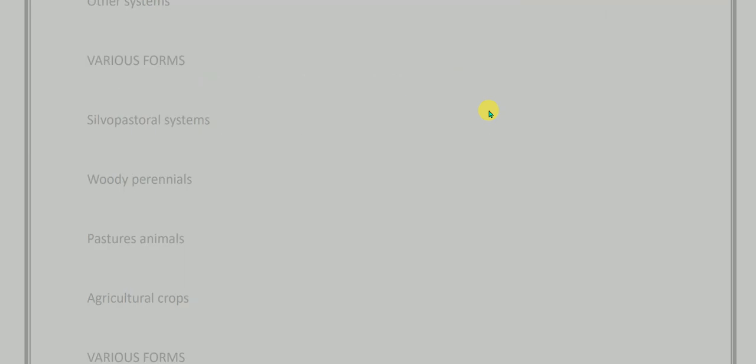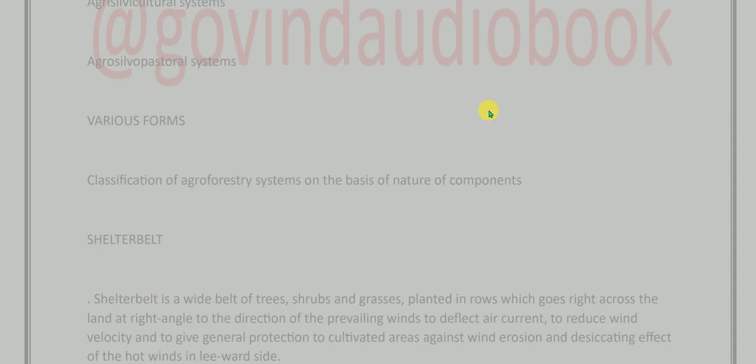Other systems, in various forms, include silvopastoral systems (woody perennials, pastures and animals), agricultural crops in various forms, agrisilvicultural systems, and agrosilvopastoral systems in various forms. This is the classification of agroforestry systems on the basis of the nature of components.